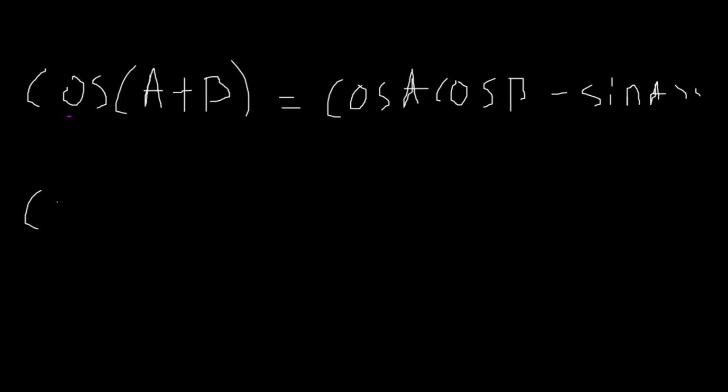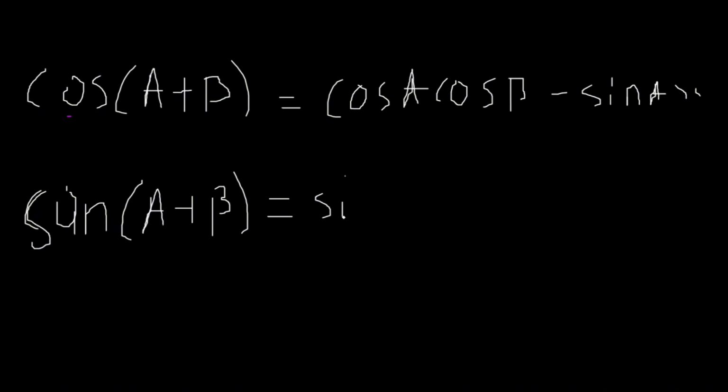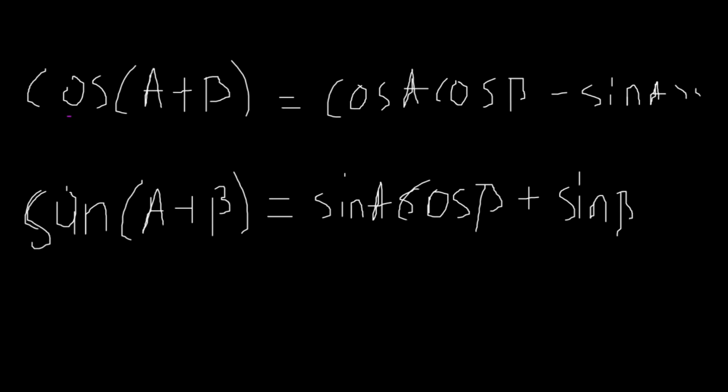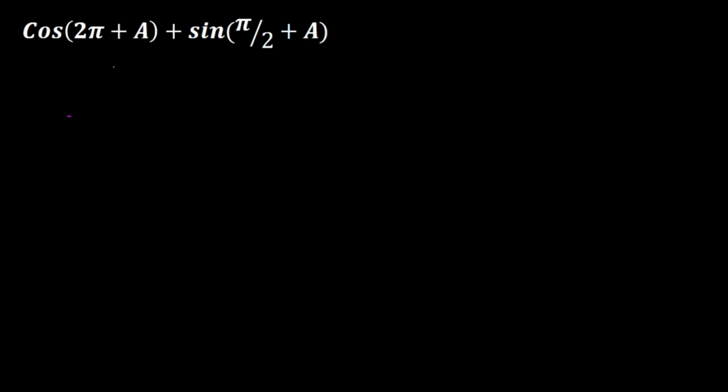And in trigonometry, we have sin(A+B) is equal to sin A cos B plus sin B cos A. And also, if you simplify this, you are going to have cos 2π and all those things. Let's solve for cos 2π.